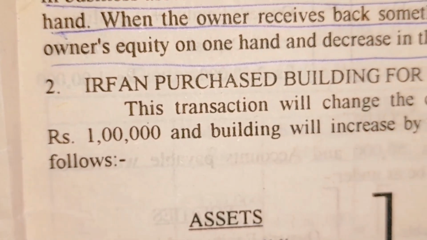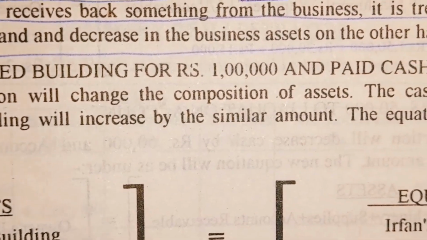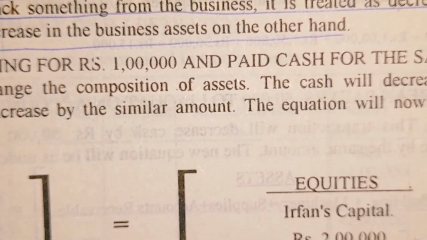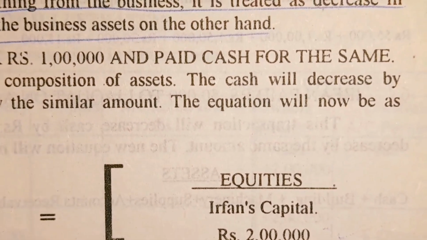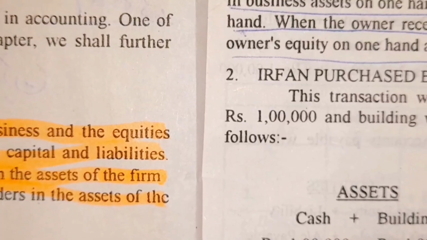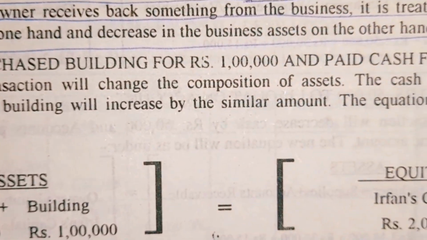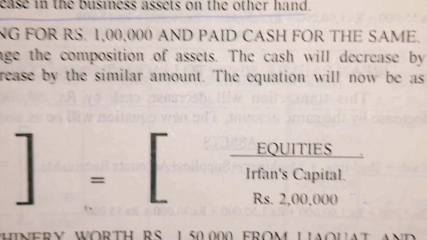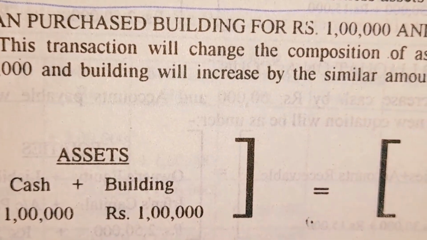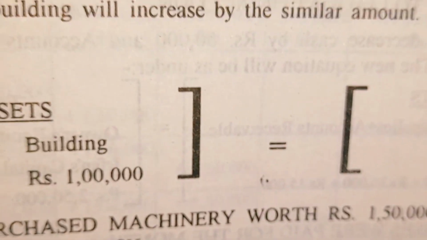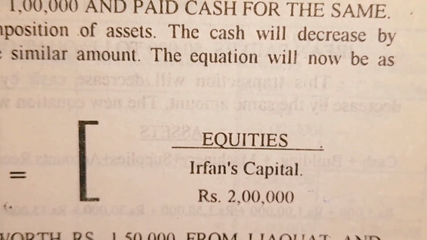Irfan purchased a building for rupees 1 lakh and paid cash for the same. This transaction will change the composition of assets. The cash will decrease by rupees 1 lakh and building will increase by the similar amount. The equation will now be as follows: assets, cash, rupees 1 lakh plus building, rupees 1 lakh is equal to equities, Irfan's capital, rupees 2 lakh.